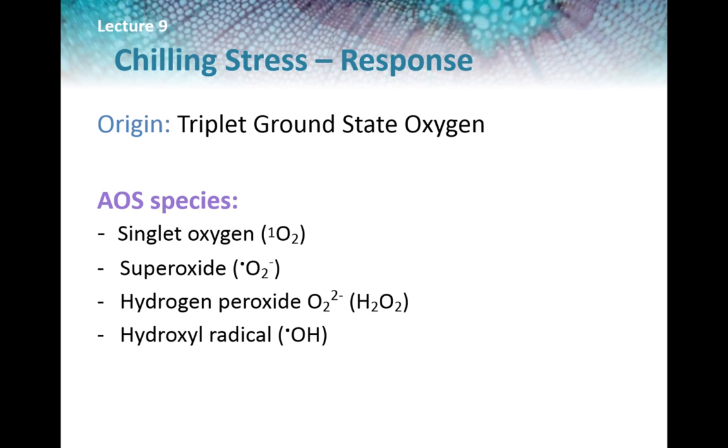As our starting point, we will begin with oxygen, the molecule we breathe. It is also referred to as triplet ground state oxygen. It has triplet unpaired electrons with the same spin. This is the ground state and it has the lowest energy. In the case where triplet ground state oxygen accepts energy, this flips the spin of one of the electrons, forming singlet oxygen, the first species of activated oxygen.